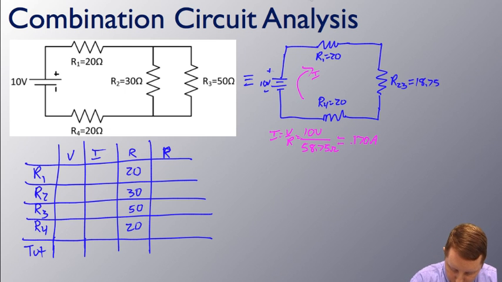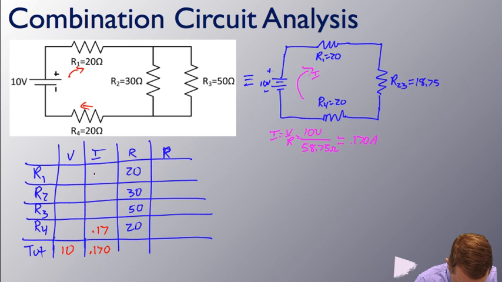Let's see, our total voltage must be 10. We know that our total current must be 0.170 amps. So here I must have 0.17, and here I must have 0.17, so I'll fill that in through R1 and R4. Well, I can now find the voltage drop across R1 and R4 using Ohm's law, V equals IR. That's going to be 3.4 volts here, 3.4 volts here.